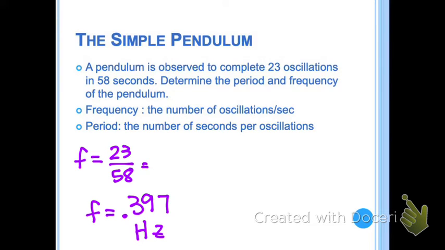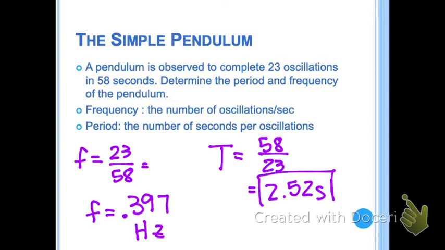Okay, and then period stands for time, right? Or seconds per oscillation, so 58 over 23. The other way you could do that, right, this gives me 2.52 seconds. I could also solve for frequency by just taking the reciprocal of that. I could solve for period by taking the reciprocal of frequency, right? 1 over 0.397 is going to give me the same answer because we know that period and frequency are reciprocals of one another. Okay, so either way you solve for that is fine.